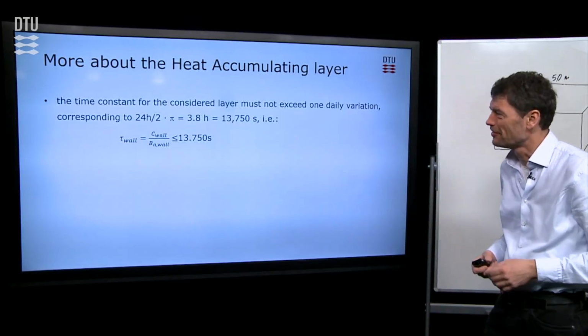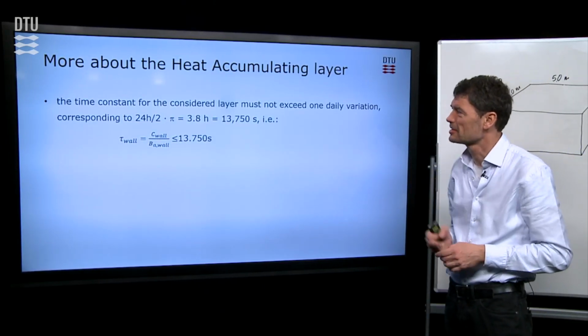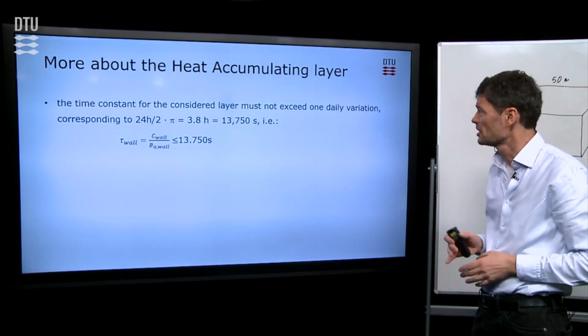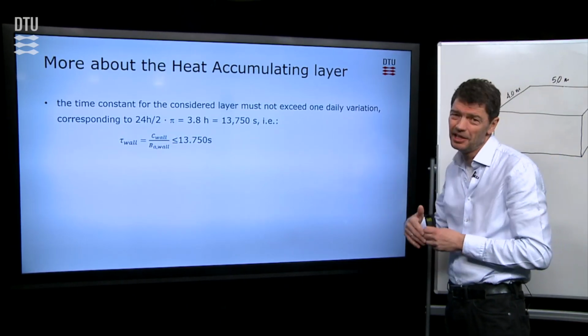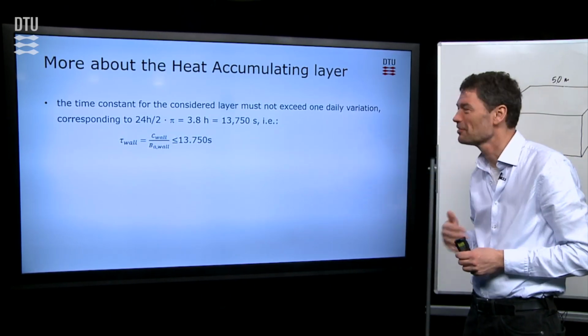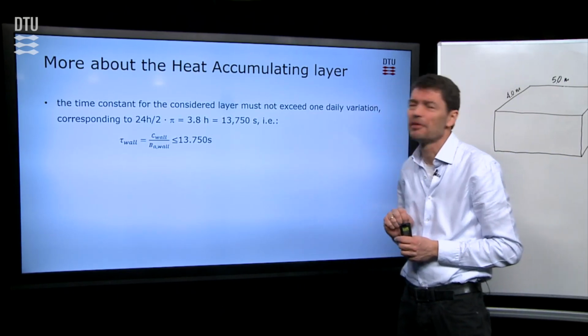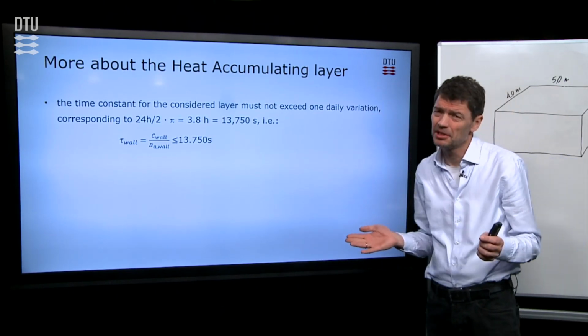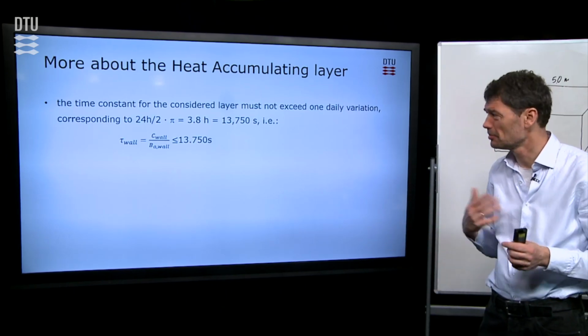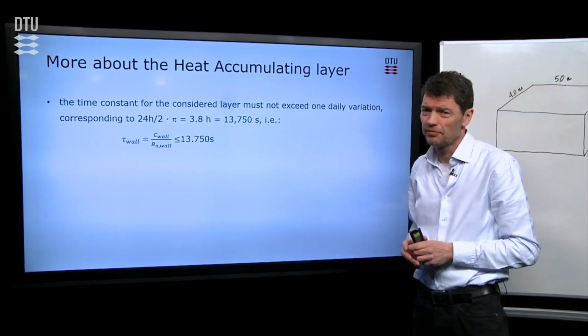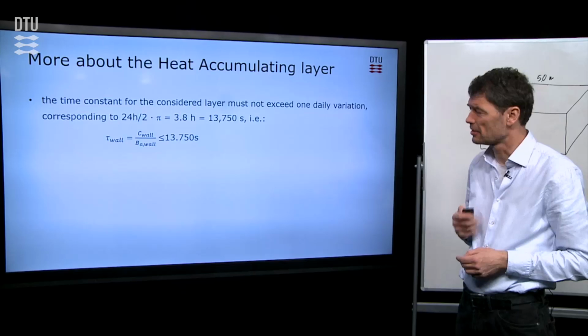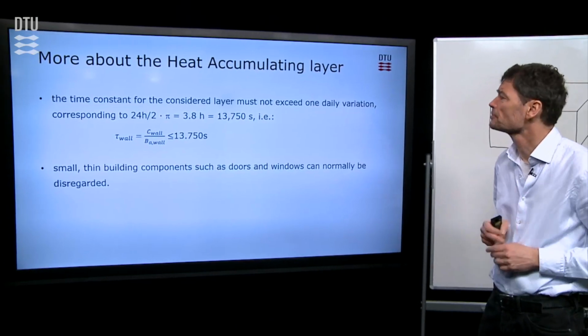And finally, two more things here. The first one is that the time constant for the layer that we consider should not exceed one daily variation, if we're talking, as I said before, normally about daily variations. And when we calculate that, with the definition of time constant I introduced before about the percentages, it's around 14,000 seconds that you should consider at most.